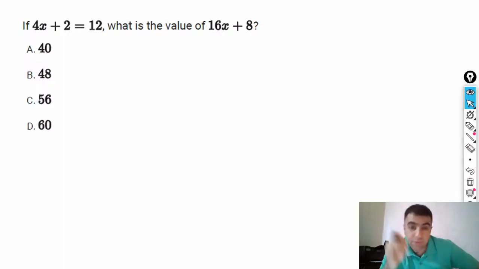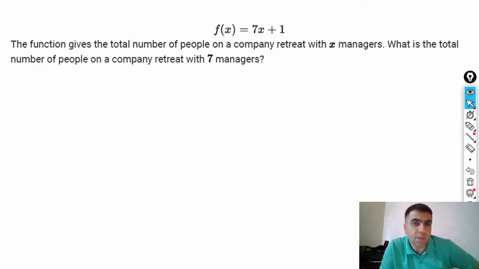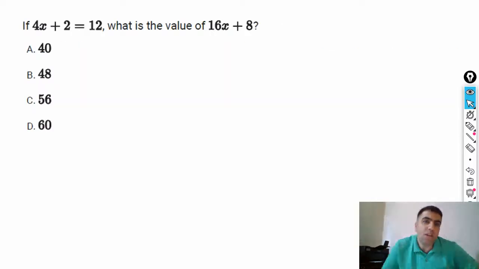Okay, Farid, you correct your mistake. Now, what's the value of 16x plus 8? Selcan says it is 48. It is B.